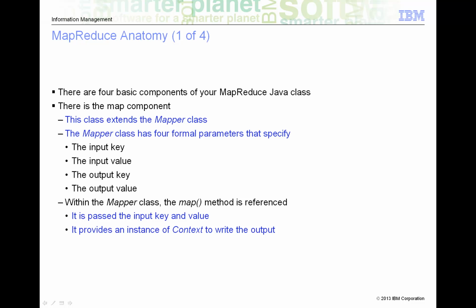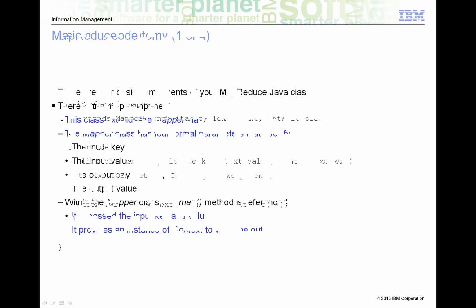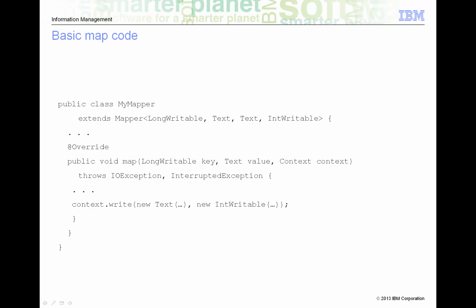Rather than using built-in Java types, the mapper class, along with the reducer class, use Hadoop-provided data types, which are optimized for network serialization. For example, instead of a Java long, we use LongWritable, and instead of a Java string, we use Text. Here is the basic map code.